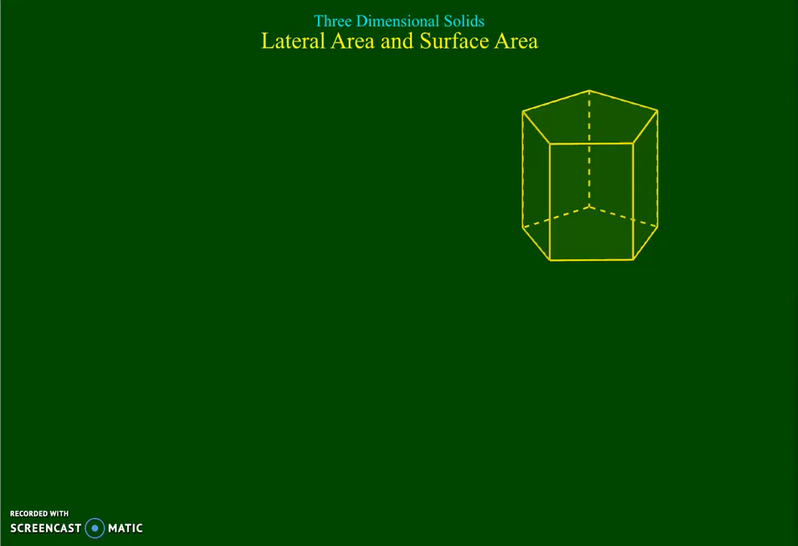This is part 2 of the series Three-Dimensional Solids. In this part we're going to start out by taking a look at lateral and surface area of prisms. Before I do that, I'd like to give a detailed breakdown of the different parts of a prism.